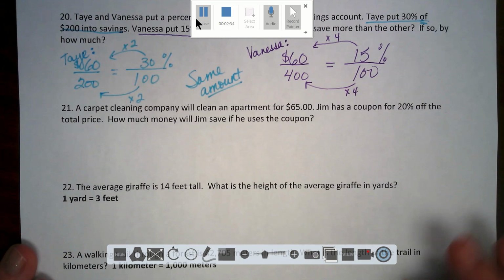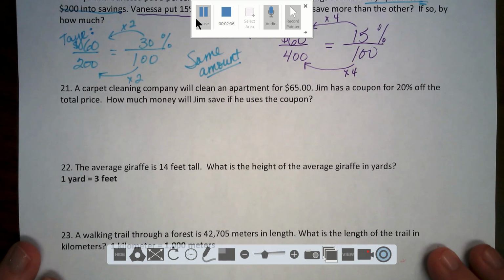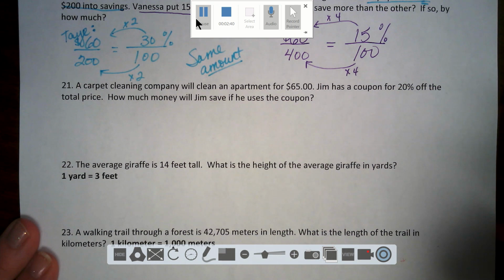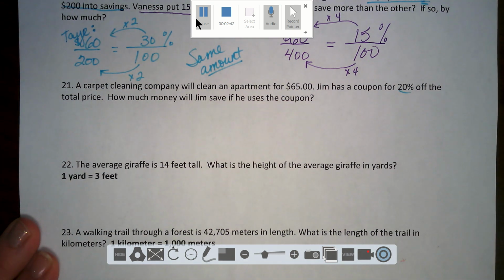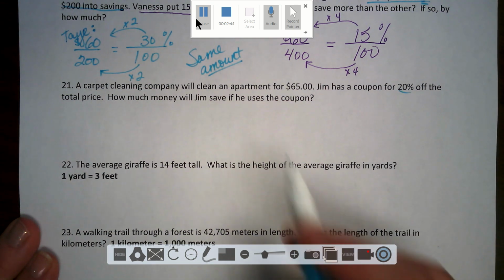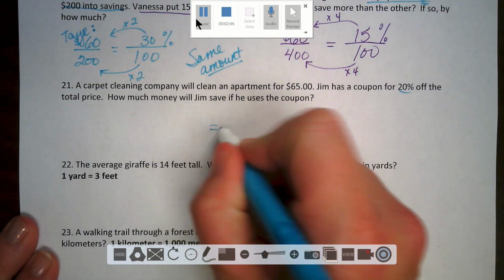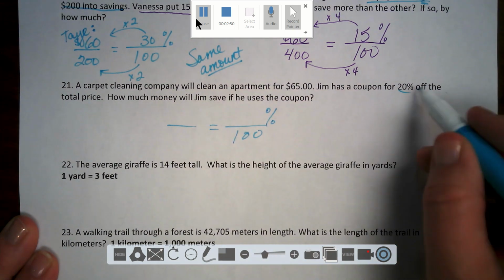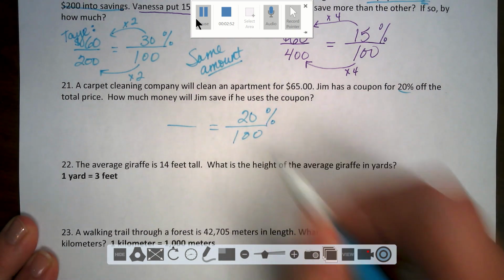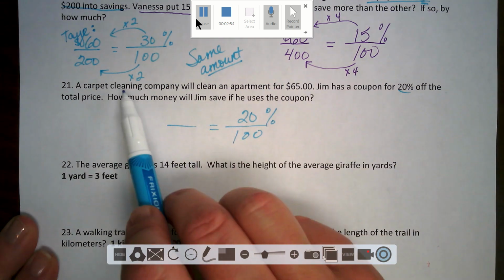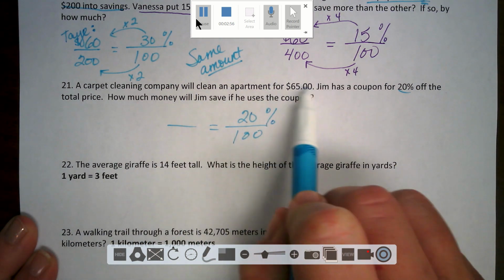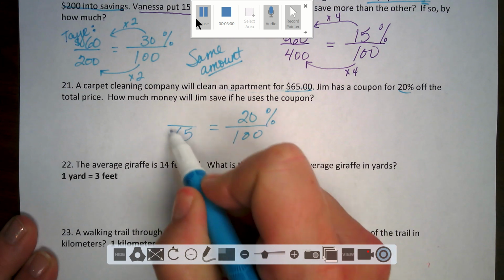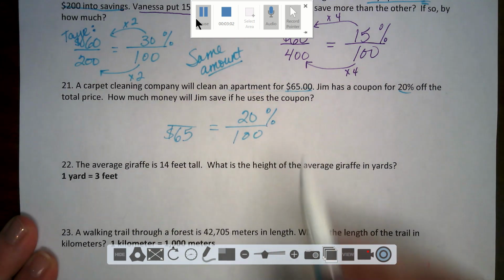Number 21, a carpet cleaning company will clean an apartment for $65. Jim has a coupon for 20% off of the total price. How much money will Jim save if he uses the coupon? Let's set up our proportion. So I have my percent is going with my 100. It says that the carpet company will clean the apartment for $65. The whole apartment is $65, but he has that 20% off coupon.